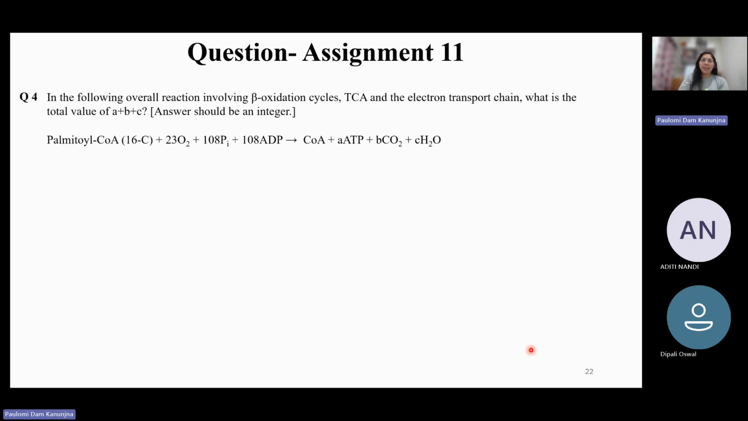Okay. Very interesting question. We have already seen this once. In the overall reaction of the beta oxidation cycle, which was discussed in fatty acids, those compounds are taken further for TCA and ETC. So if you take the overall reaction, this is how it looks. Palmitoyl coenzyme A converts to coenzyme A, gives you ATP, CO2, and H2O. You are to give me the stoichiometry of A, B, C as the sum of these three. So take your time, think what is the correct value, and then just give the answer to this.